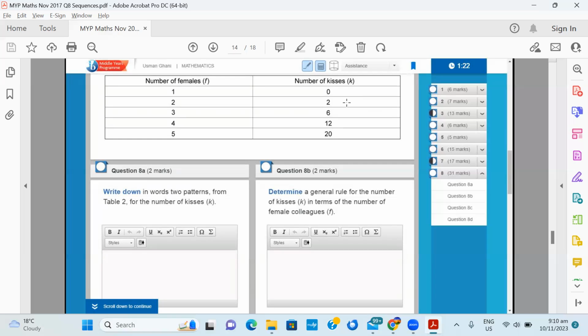You might have said that these all are even numbers, but it's better to say that apart from 0, they are actually even numbers. Anyways, general rule for k in terms of f, I think this is where we ended.